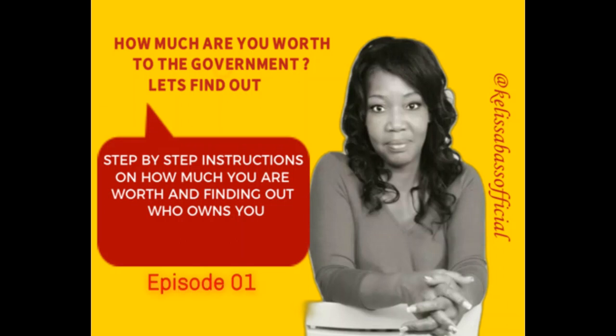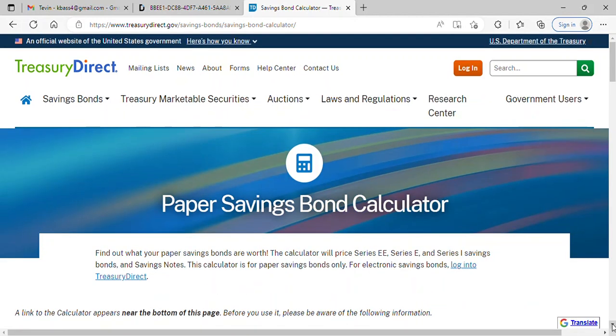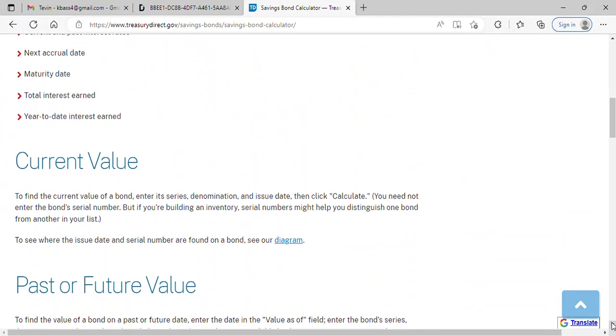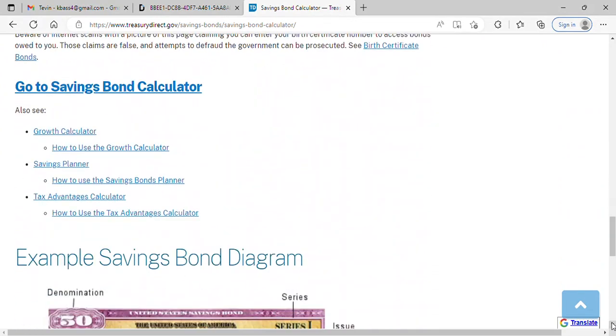Okay, guys, so you want to find out how much you are worth to the government. Let's find out. It's going to be a step-by-step instruction on how you can find out how much you are worth to the United States. I'll explain as we continue. You're going to go to Treasury Direct. You're going to click on Savings Bonds. You're going to go down to the Savings Bond Calculator.